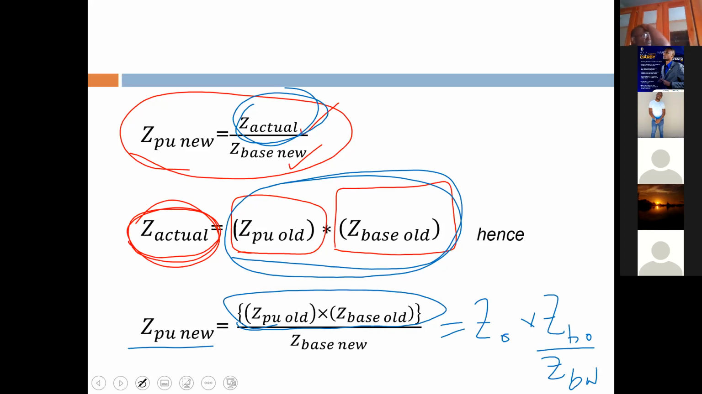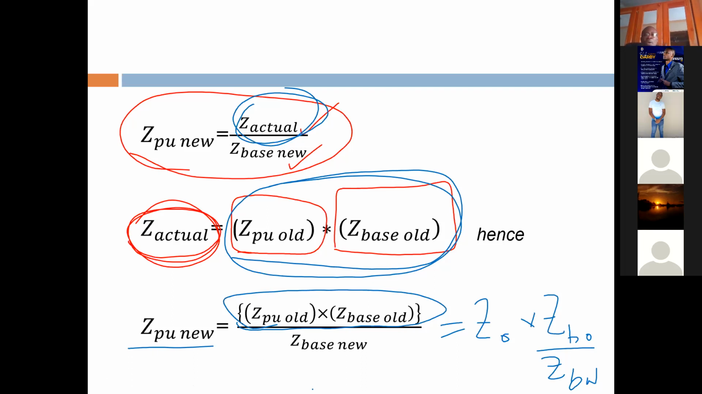So the new per unit value would be the old times the old base over the new base. And the old per unit times the old base is just giving us the actual. So that makes our calculations quite simple.